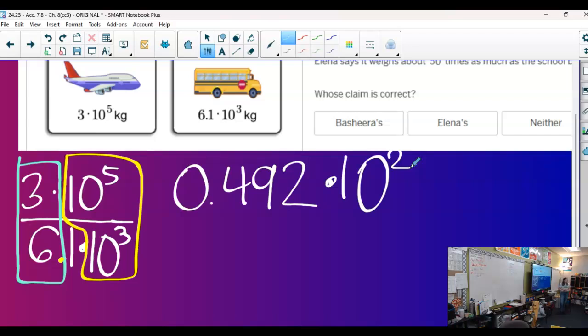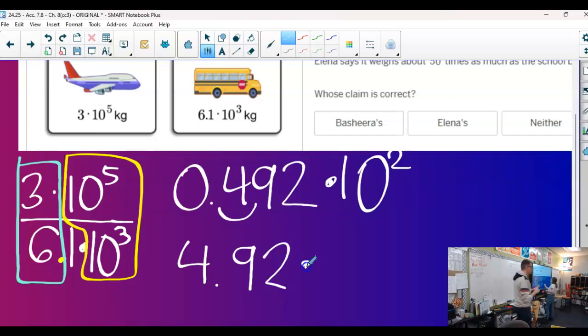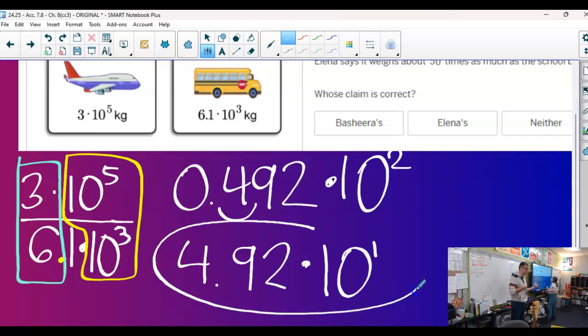You fell in the trap. You went backwards. Okay, so move the decimal over to the right one and change the 10 to the power of 2 to 10 to the power of 1. Because 10 to the power of 2 says move to the right 2 places, and to fix our first number, we moved to the right 1 place, we need to subtract from the power that tells us to move.